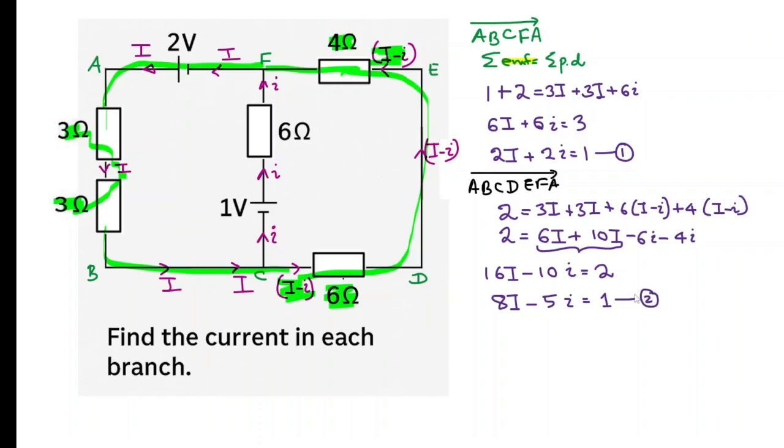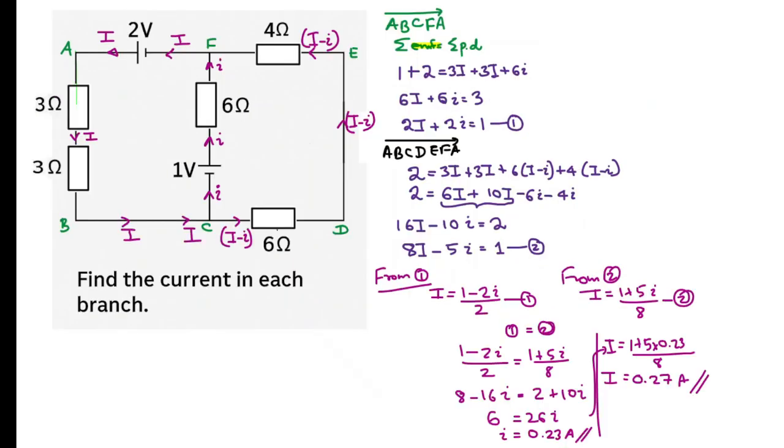Now all you need to do is just do simplification. I'm going to quickly do that and let's get the answer. So I've just done the simplification. So the answer, lowercase i is 0.23 amps. Capital I is 0.27 amps.